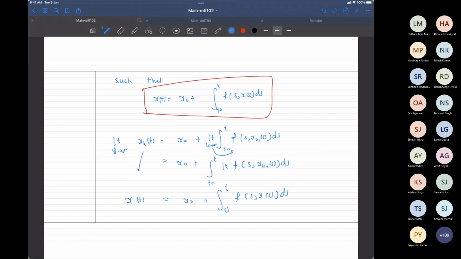Now please note that the integral of a function is also a limiting operation, right? What do you mean by the integration of a function? Integration, you did this with Darboux sums, right?